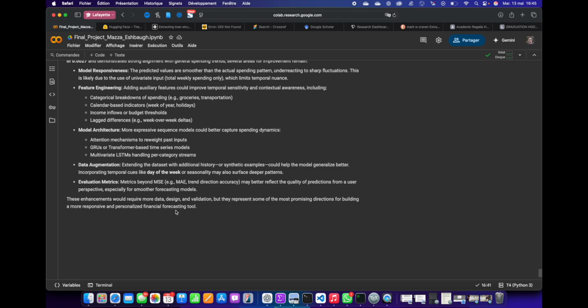These enhancements are going to require more data, more design, and more validation, but they're the most promising directions to build a more responsive and personalized financial forecasting tool. In the world of machine learning, we're never done. Same thing with software engineering, you're never done. So these are the next steps.